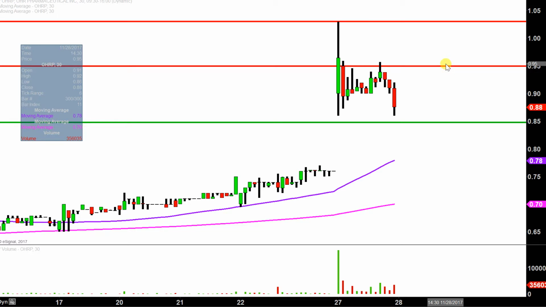All in all, though, nice move today. Good solid volume. This one popped up on, I'm sure, many traders' radars. So we'll see if the bulls can build upon this momentum going forward or not.